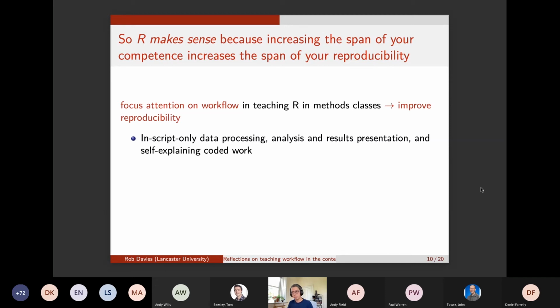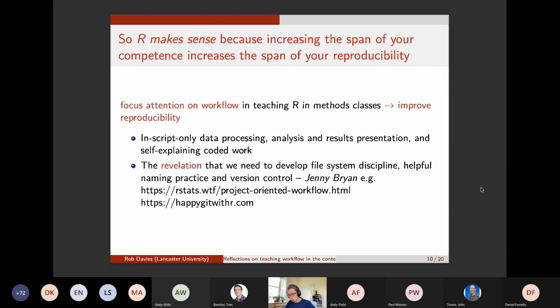So what you learn to emphasize, I think, is basically doing everything in script. So there's no off-the-books, by-hand messing about with Excel. It's in-script-only data processing, analysis and results presentation, self-explanatory, self-explained coded work. And what you also get, and this is something that I talked a little bit about in the chat, you have these benefits coming with R functions and R libraries that are available to you as you learn to develop skills in R, but you also get coming with it, I think, what you might call cultural side benefits.